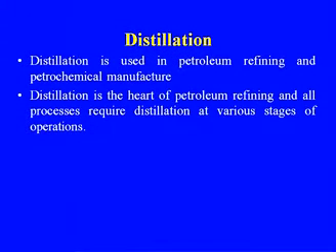Distillation, as I told you earlier also, is used extensively in the petroleum refinery and petrochemical industry. We cannot imagine a refinery or petrochemical complex without a distillation column. It is the heart of petroleum refining, and all processes require distillation at various stages, from the very beginning crude oil distillation to catalytic reforming or FCC, for separation of the various products formed during the process. The same thing happens in many petrochemical processes also.